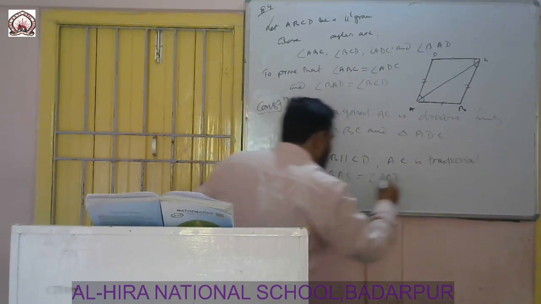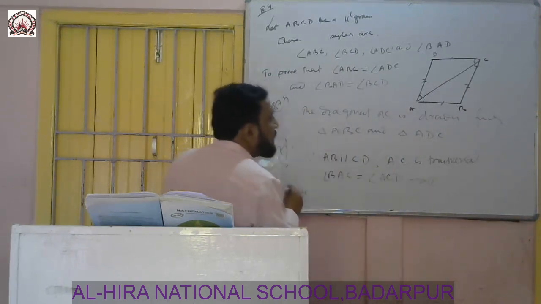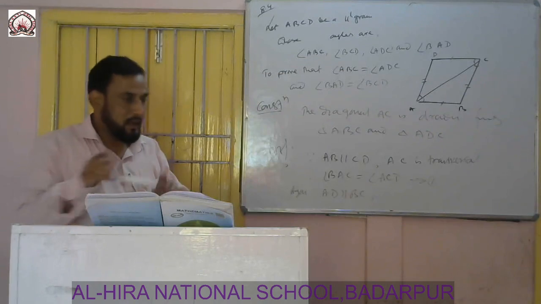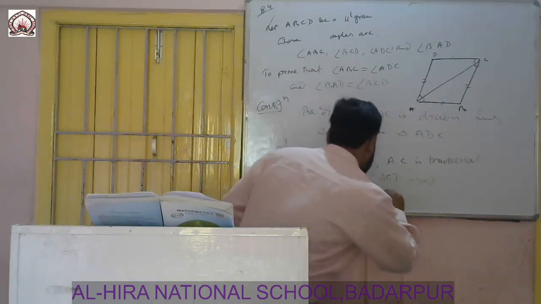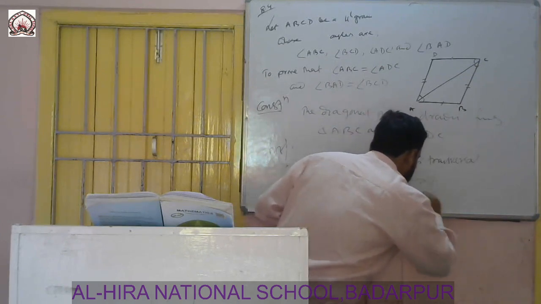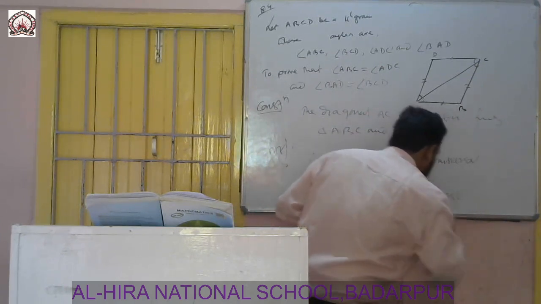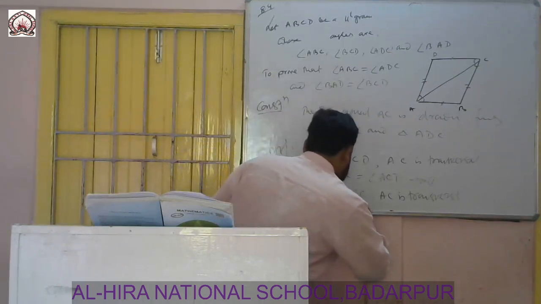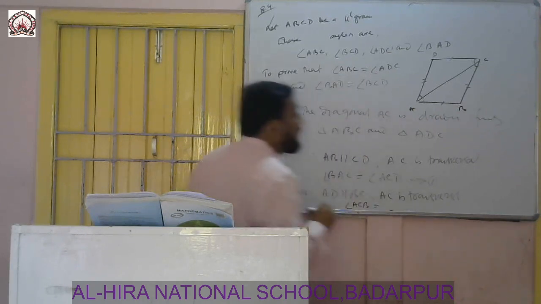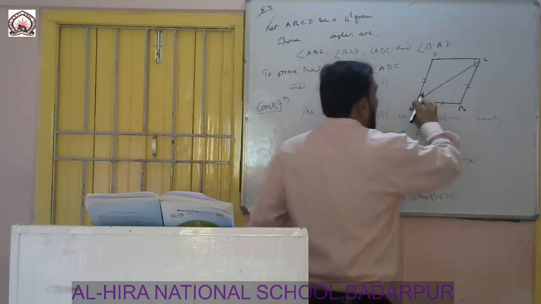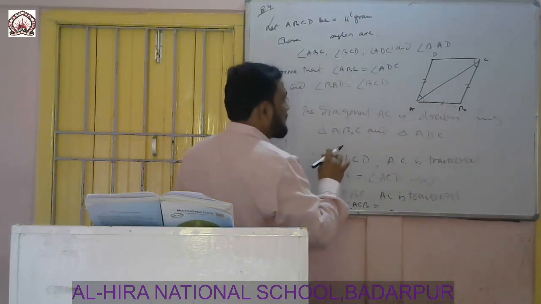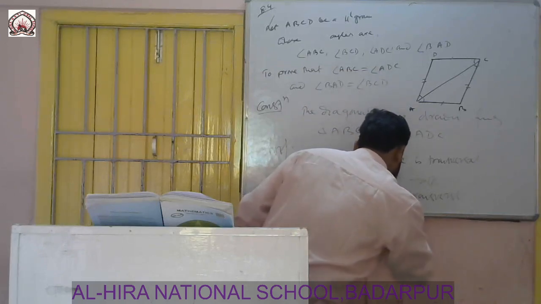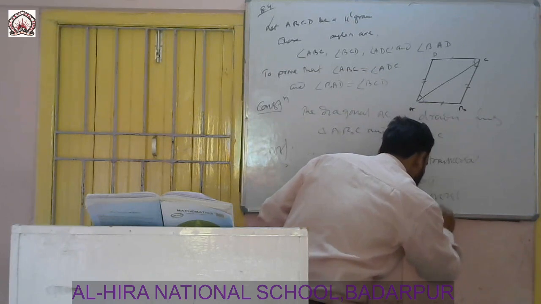This is equation number 1. Again, AD is parallel to BC and AC is transversal. Therefore, you can say that angle ACB is equal to angle CAD. This is equation number 2.